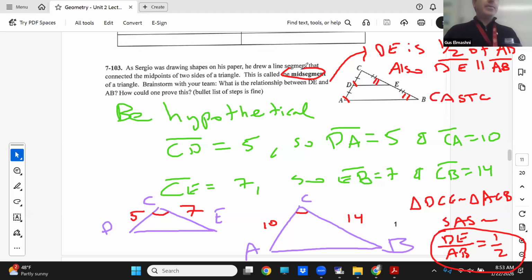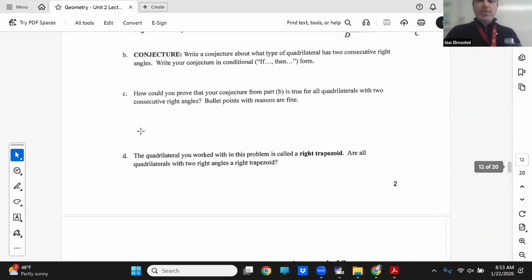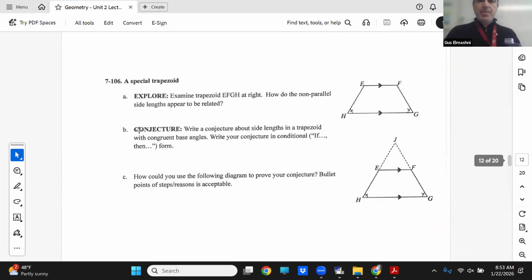All right. Any questions on 103? So again, it's all just understanding these relationships. That's all we're trying to do here. All right, let's move on to the last page. So a little exploration before we do the poster proof.